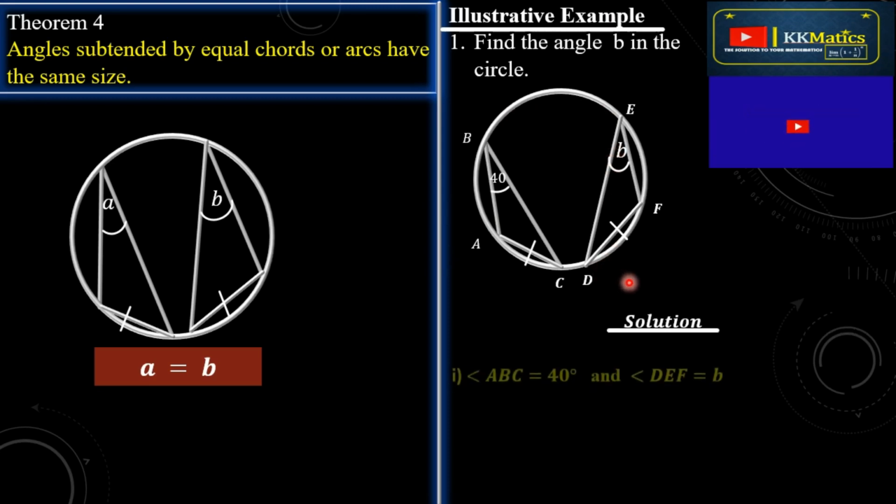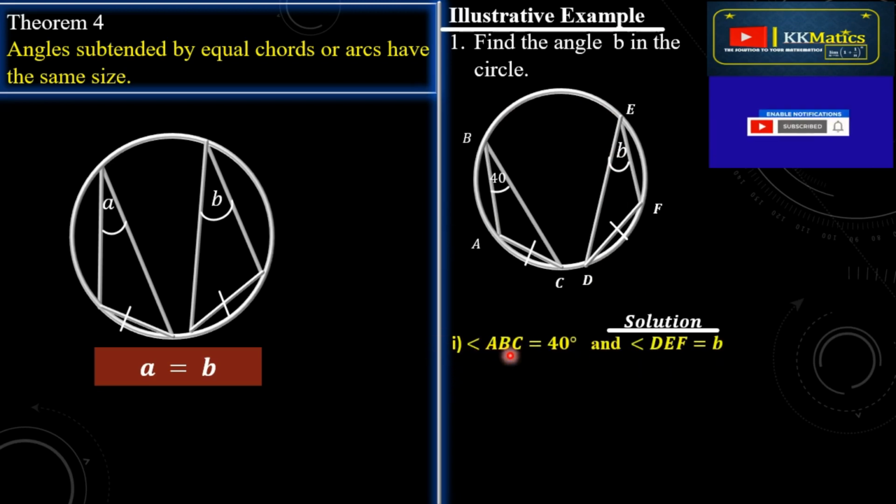Angle ABC, this is angle A, B, and C. We know that the middle letter, which is B, is 40 degrees, and that's what is written there. And angle DEF, which is B. Now by theorem 4, what we just said, we know that B equals 40. And so that's what they have.